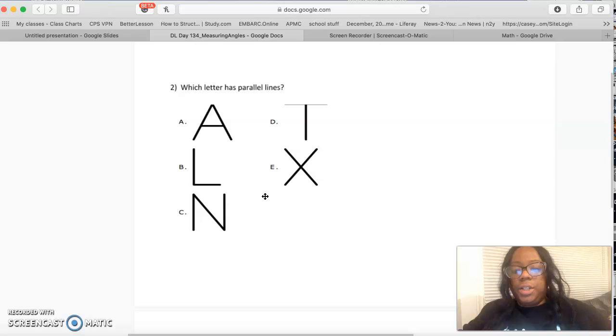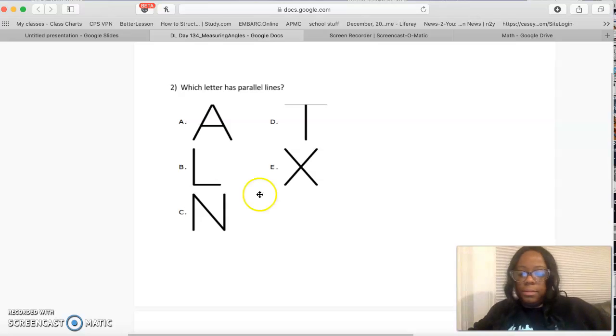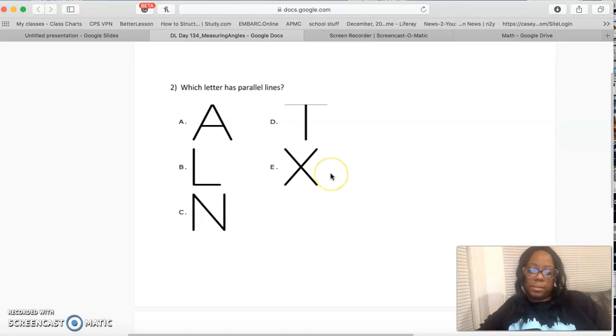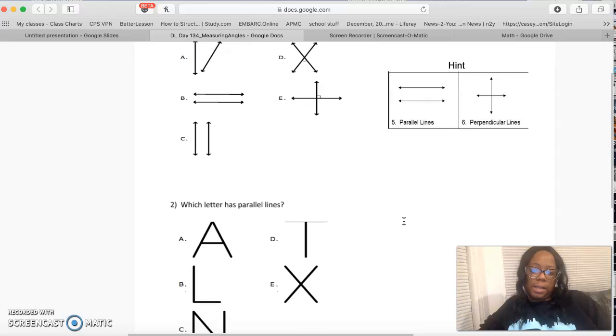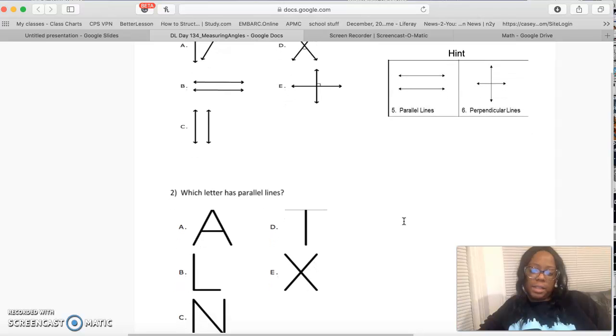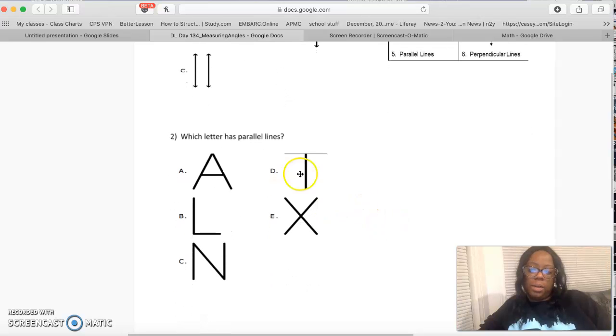Next, which letter has parallel lines? Okay, so if we look at our hint up above, parallel lines, they don't touch, they have a different distance between them. So which letters would be considered having parallel lines? A wouldn't be a good candidate because eventually they would cross paths.